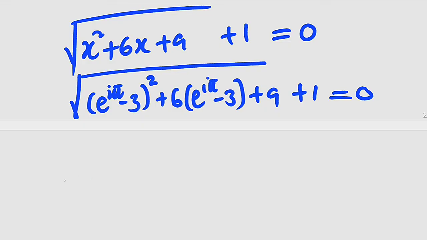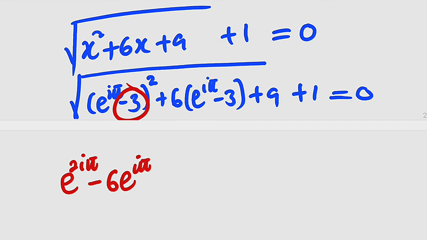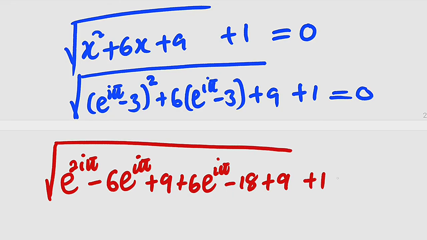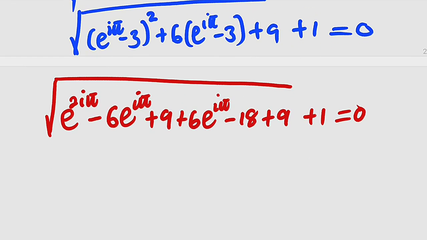Using binomial expansion, we take this, we square that. We have e to the 2iπ. Then minus 2 times this will give us 6e to the iπ. Then negative 3 squared is 9, so we have plus 9. Then you expand this, you have 6e to the iπ. Then 6 times negative 3 is negative 18. Then plus 9, all under the square root. Then we have plus 1. Will this be equal to 0?